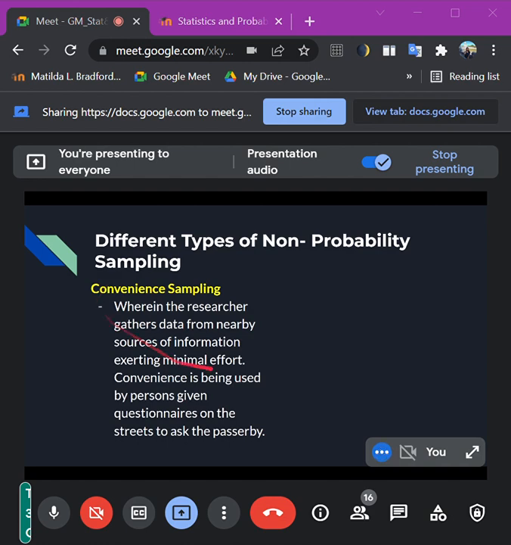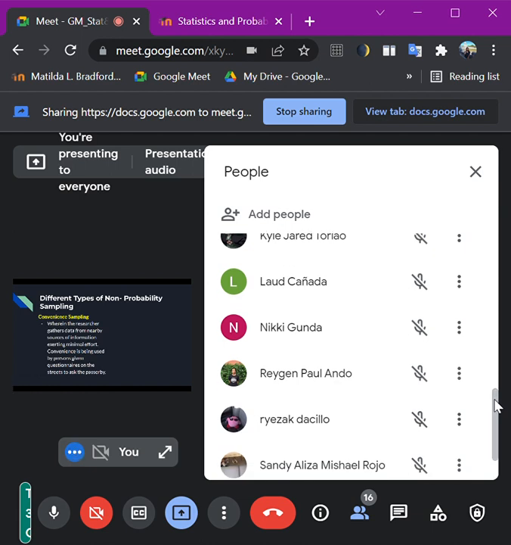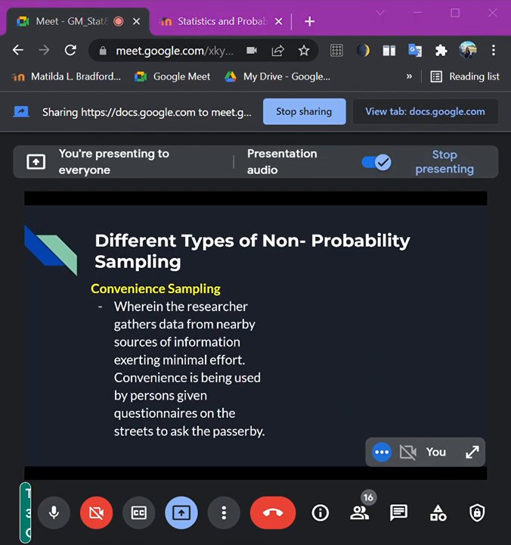Okay, so our non-probability sampling, we're going to start with convenience sampling, wherein the researcher gathers data from nearby sources of information, exerting minimal effort. Convenience sampling is being used by persons giving questionnaires on the streets to ask passersby. Okay, thank you so much.